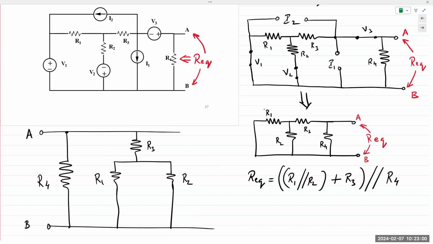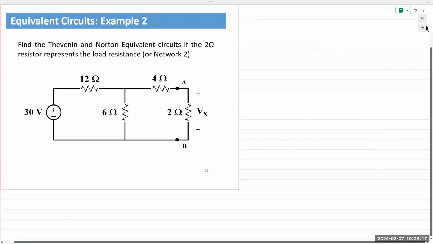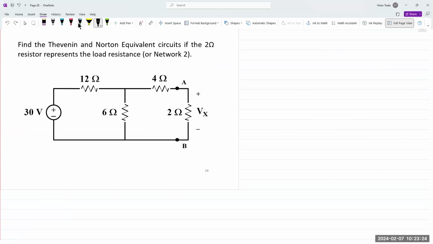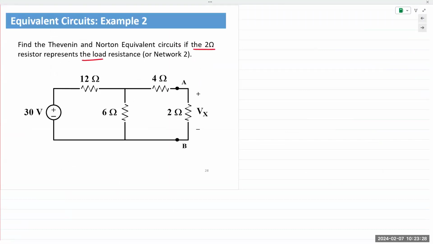But any questions? Straightforward, right? And again, of course, it's straightforward just because of the way the circuit is. Real life circuits are not this easy, right? Unless you break it down into multiple pieces. So let's move into the next example. Find the Thevenin and Norton equivalent circuits. And this is important. If the 2 ohm resistor is the load resistance or represents the load.